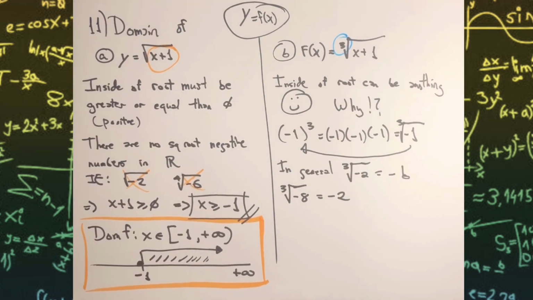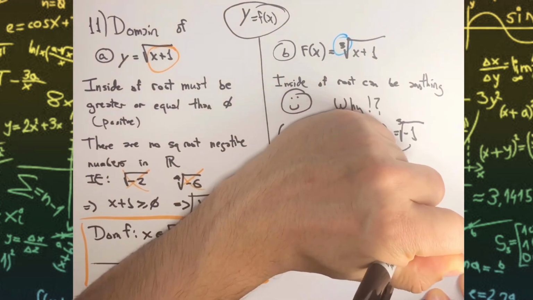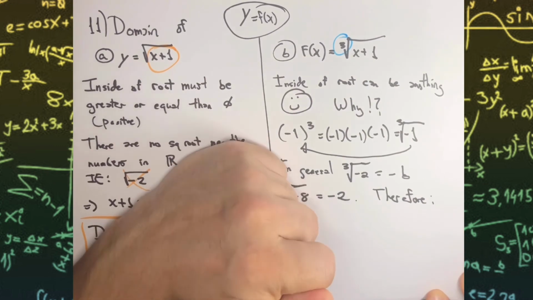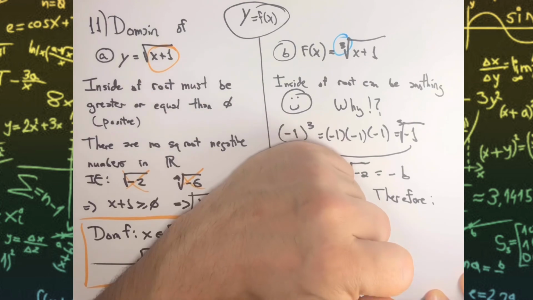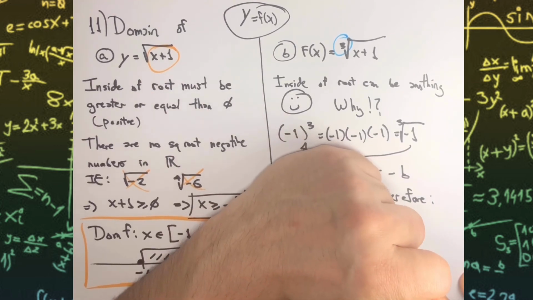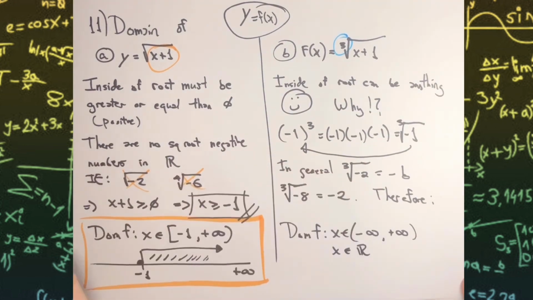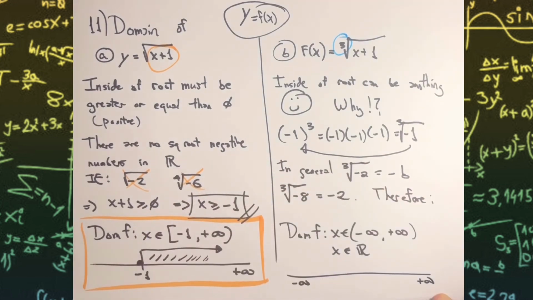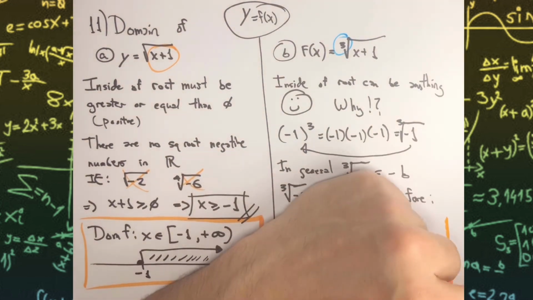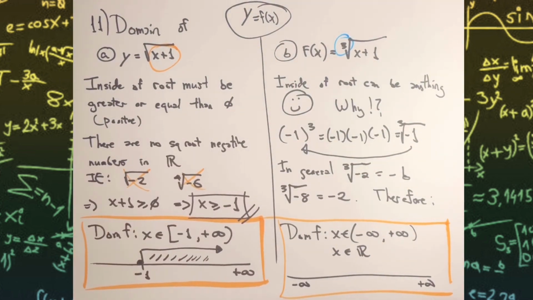Another example is cubic root of minus 8. Well, that's minus 2. Why? Because minus 2 times minus 2 times minus 2 is minus 8. Therefore, since there are no restrictions, the domain of this function is all the real numbers, from minus infinite to positive infinite. And that is our solution. We can represent it graphically like the whole line. And there we go. We put the square bracket on it. So mind the difference between both types of roots.